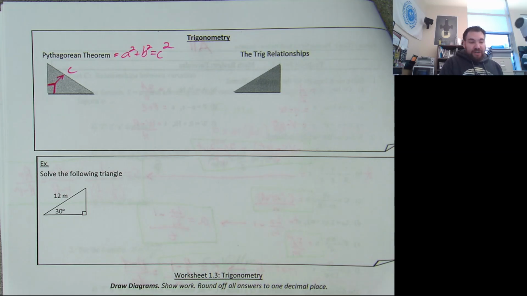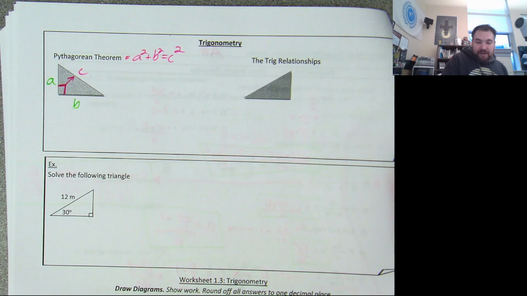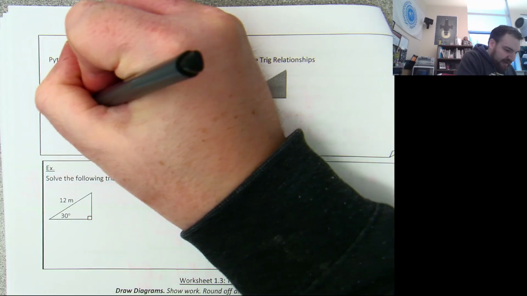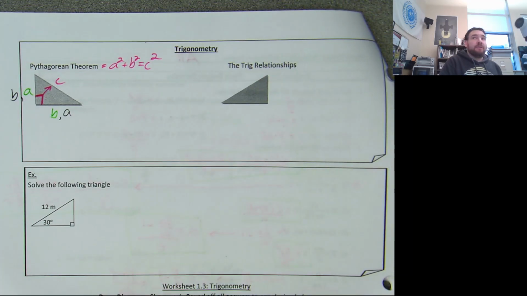The other two are going to get labeled A and B, and it doesn't matter if you call this one A and this one B, or if you call this one A and this one B. It doesn't matter. This relationship holds true: A squared plus B squared equals C squared.